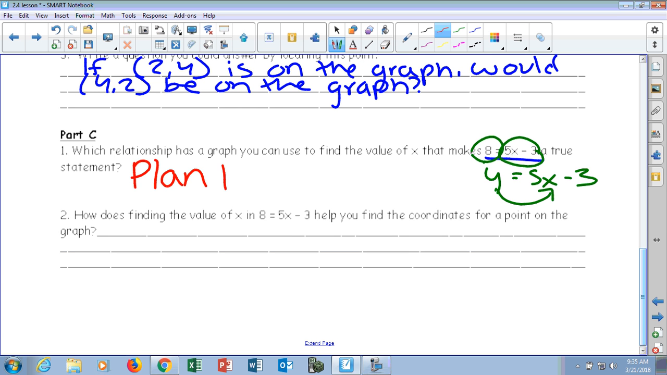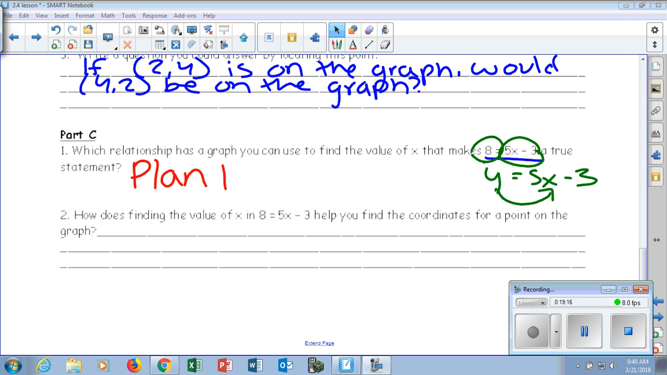With your shoulder partners for 2 minutes, talk about how that can help you. How does finding the value of x help you to find the coordinates for a point on the graph? Well, they told us our 8 is y. We have no idea what x is, so can we graph that? Not yet. Talk about that with your shoulder partners, how finding the value of x here is important before you can graph it.